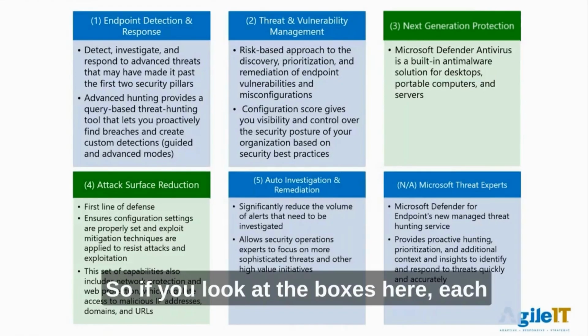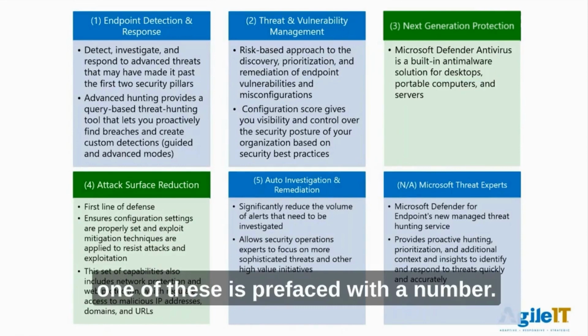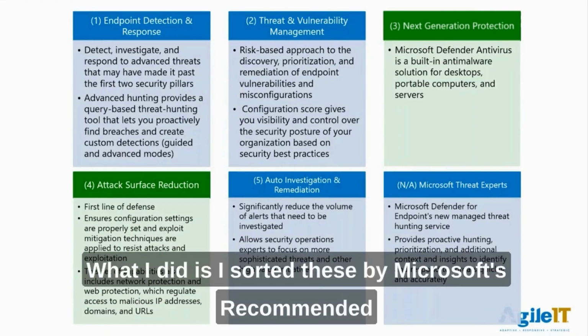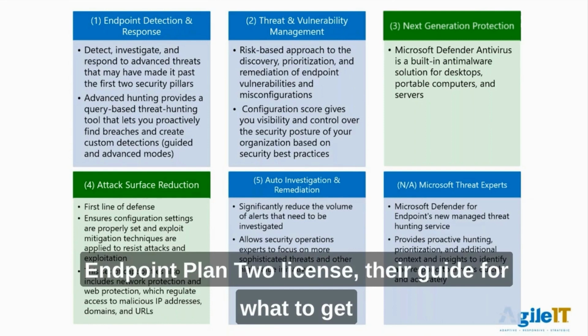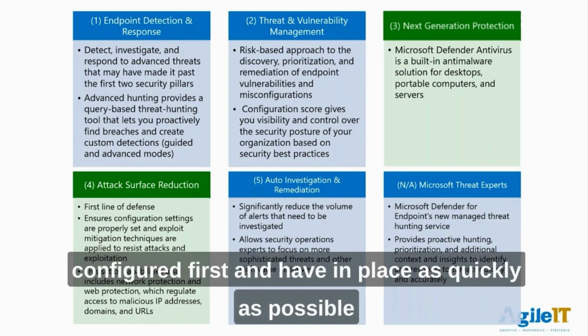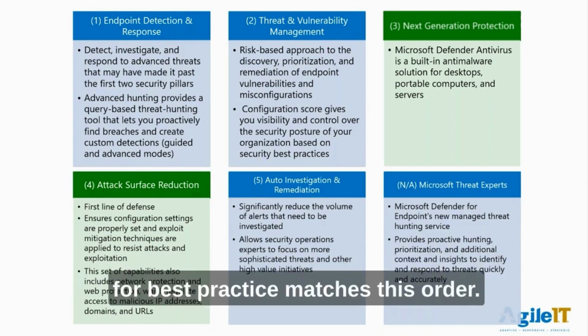So if you look at the boxes here, each one of these is prefaced with a number. What I did is I sorted these by Microsoft's recommended adoption rank, meaning that if you had the Defender for Endpoint Plan 2 license, their guide for what to get configured first and have in place as quickly as possible for best practice matches this order.